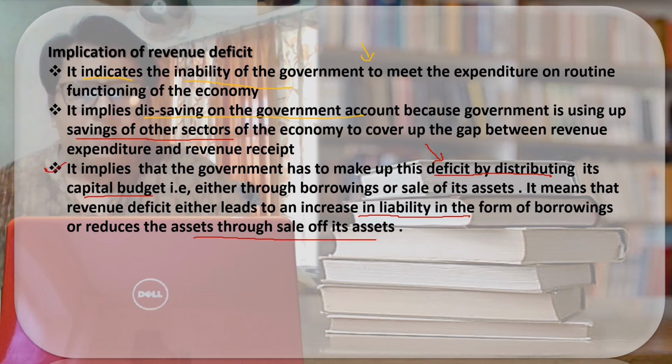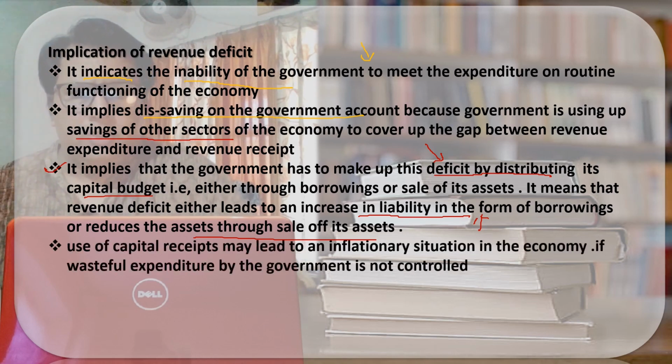So what is the effect of the revenue deficit that we have seen? To rectify the effect of the revenue deficit, the government is forced to borrow money. When the government borrows money, it increases the liability of the government. And when the government sells the assets to get the money, it results in the reduction of assets of the government. That is the implication.